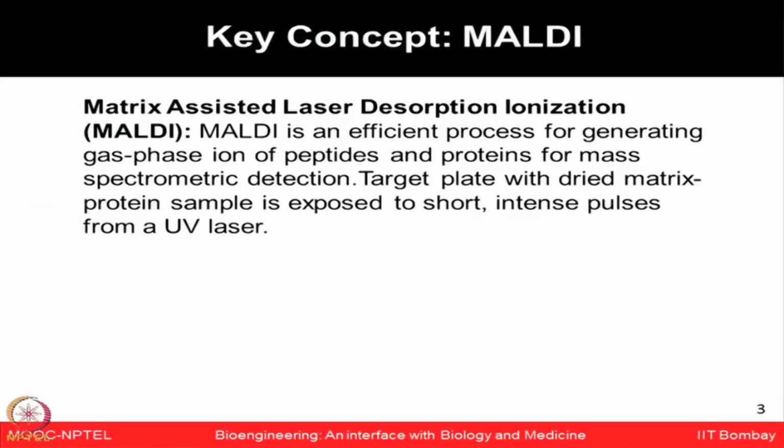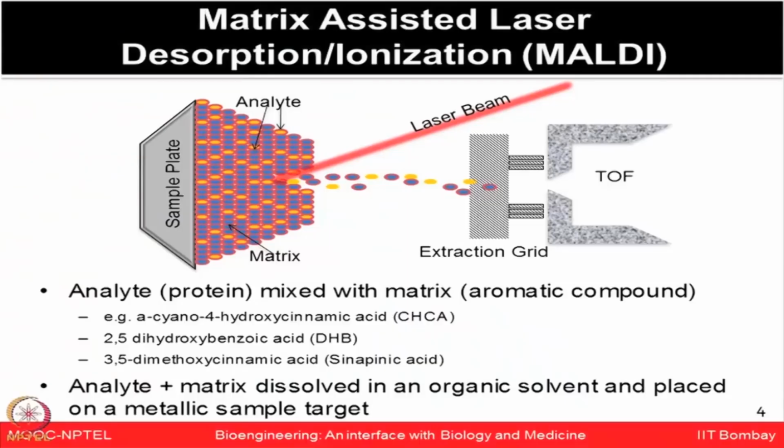It is one of the efficient processes for generating gas phase ions of peptides and proteins for mass spectrometry detection. In this, there is a target plate which has a dried matrix and the protein sample, which is exposed to a short intense pulse of laser light, and that is going to generate the ionized forms of these peptides which could be further analyzed in the mass analyzers.